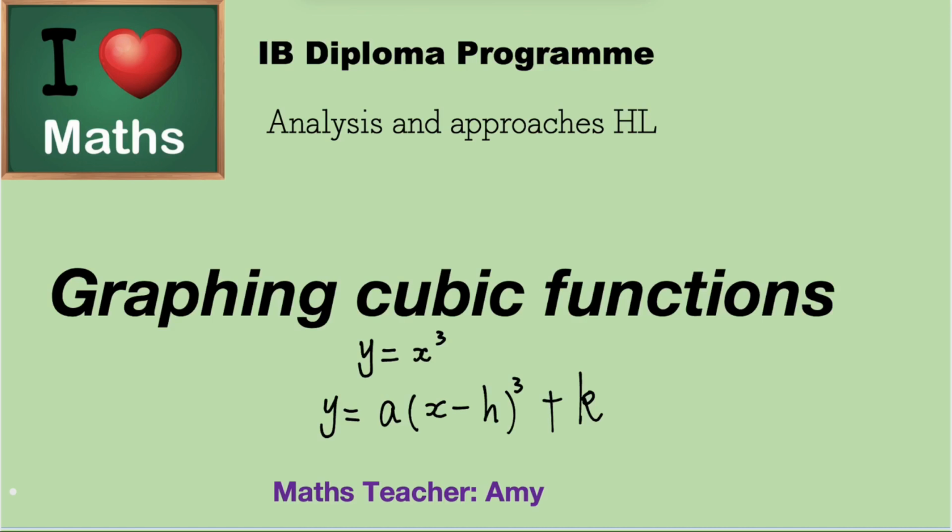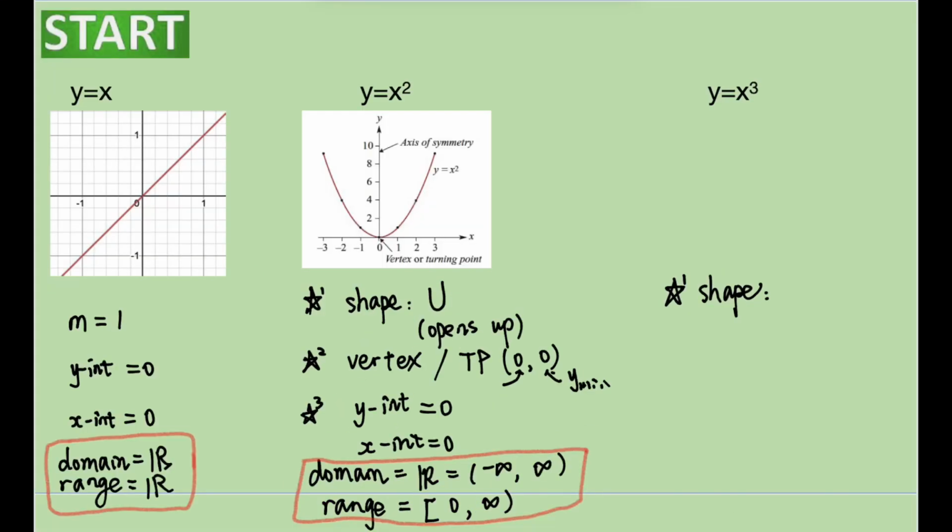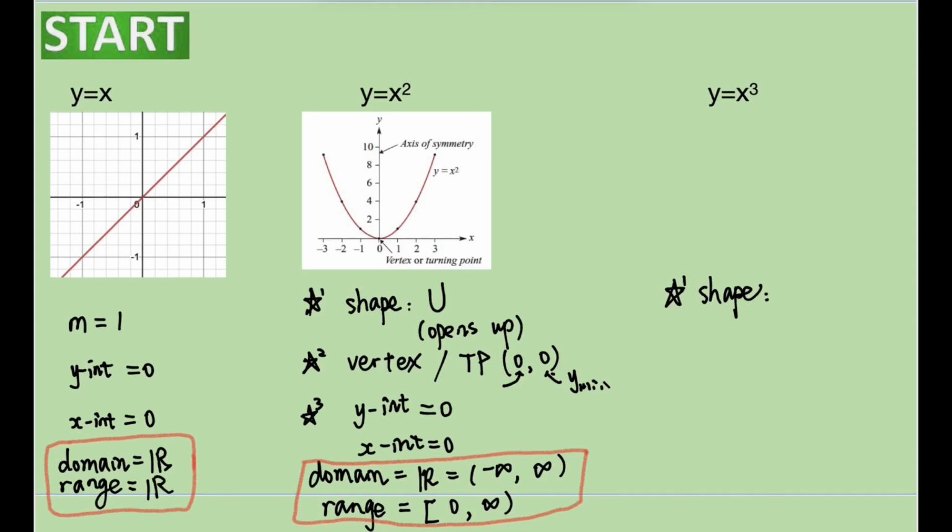Let's get started. Let's recall two functions we learned previously. One is y equals x. Now we know the graph of this function is a straight line which passes through the origin, and the gradient is number 1. And based on the graph, we can get the key features of the function. Similarly, for y equals x squared, the graph is a parabola and it opens up. And based on the graph, we can get the key features as well and determine the domain and range.